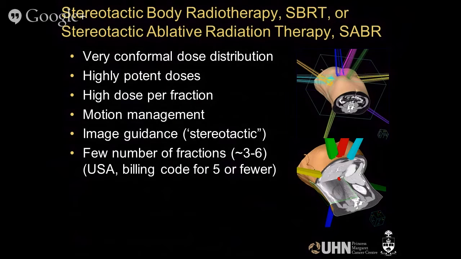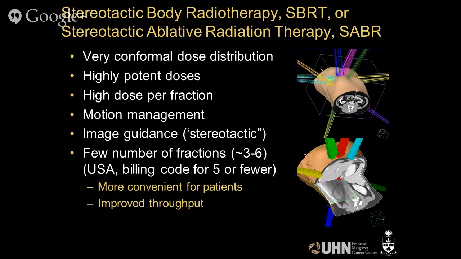So what is stereotactic body radiotherapy, or stereotactic ablative radiotherapy, sometimes referred to as SABR? Very conformal dose distribution, highly potent doses, high dose per fraction, motion management, requires image guidance, the stereotactic component of the SBRT, and it generally refers to a few fractions of radiation, 3 to 6. In the US, the billing code is 5 or fewer, and with fewer fractions, it's more convenient for patients and improves throughput. But these same techniques can in fact be used in whatever fractionation is best radiobiologically for patients.